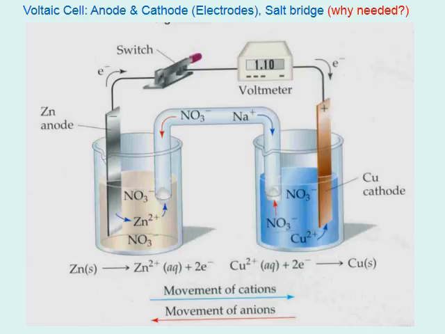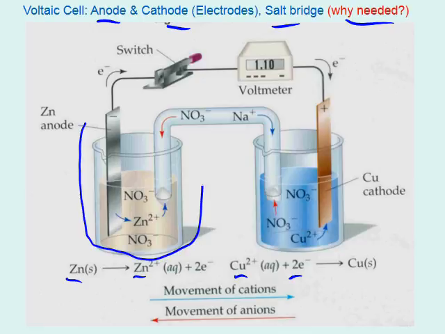Now here we're showing you one voltaic cell. Anyone can make this in the lab. We're going to show you three things: anode, cathode, and salt bridge, and we're going to explain why we need the salt bridge. Again, in this case, zinc becomes zinc 2 plus, and copper 2 plus receives electrons, becoming copper. You can see that zinc is on the left-hand side. That forms one half of the cell.